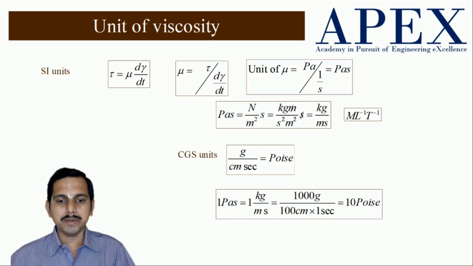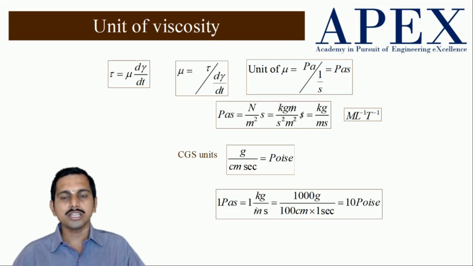Now 1 gram per centimeter second and Pas, what is the relation? 1 Pas, Pascal second, is 1 kg per meter second. 1 kg is 1000 gram, 1 meter is 100 centimeter. So what we get is 1 Pas is equal to 1000 by 100, which is 10 grams per centimeter second, which is poise. So 1 Pas is equal to 10 poise.